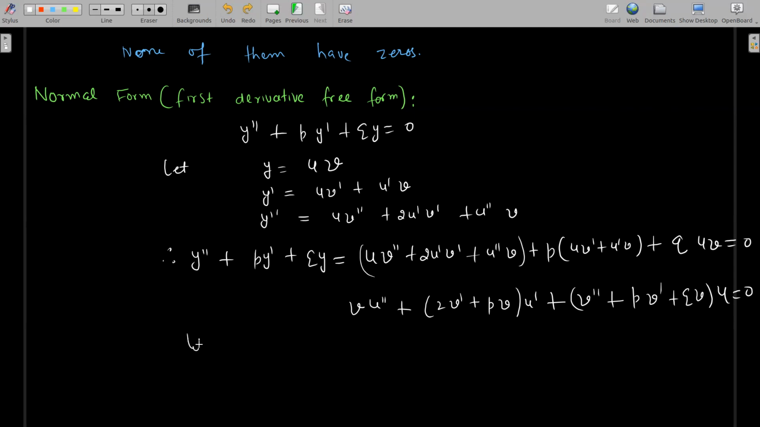So we set coefficient of u dash equals to 0. So first derivative free. From this equation you can write v dash equals to minus pv by 2. On integrating, v equals to, ये dv by v कर लेना इसको, एक्सपोनेंशियल की पावर में चला जाएगा, exponential minus 1/2 integral p dx.